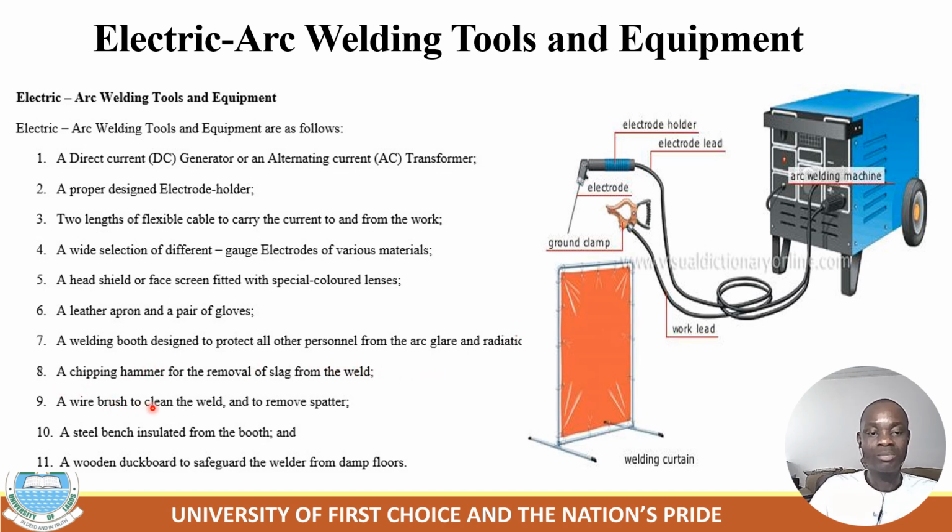The next one is a chipping hammer for the removal of slag, and also a wire brush to clean the weld and to remove the spatter, and also a steel bench insulated from the boot. And the last one is a wooden backboard to safeguard the welder from a damp floor. So all these are tools, equipment and materials to be used for electric arc welding.